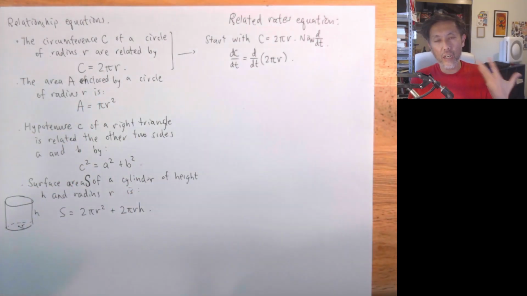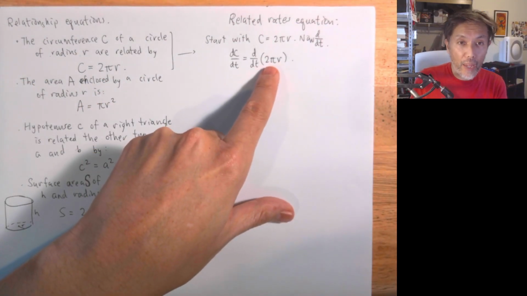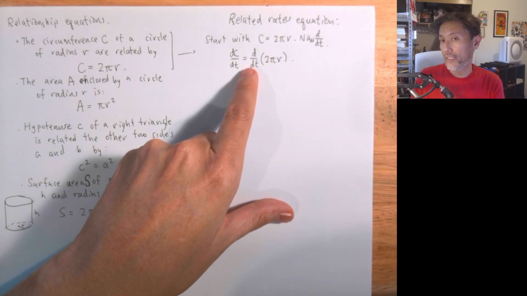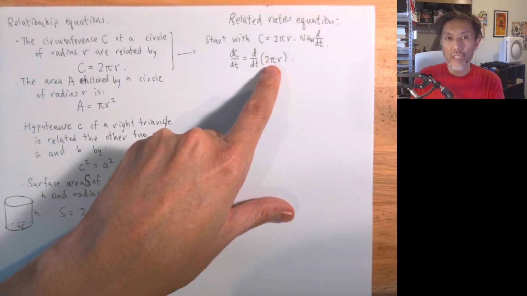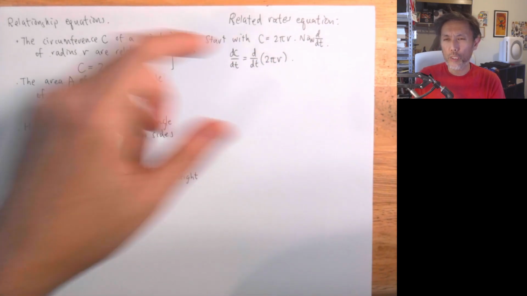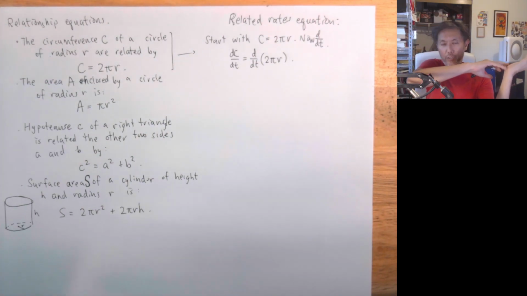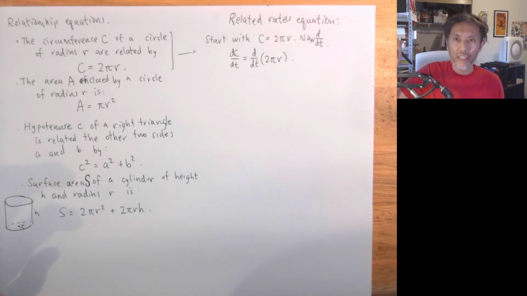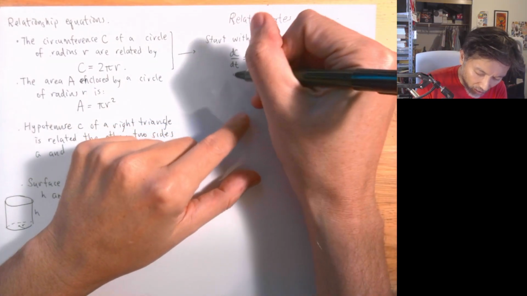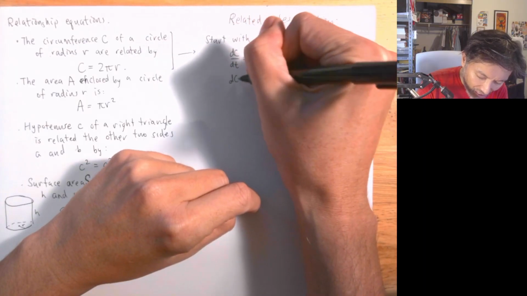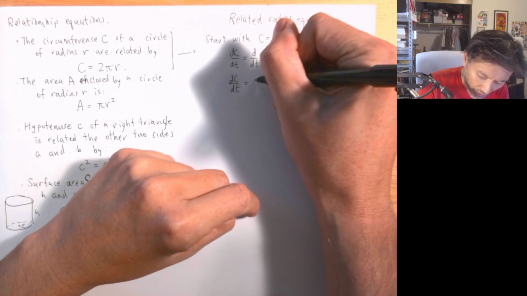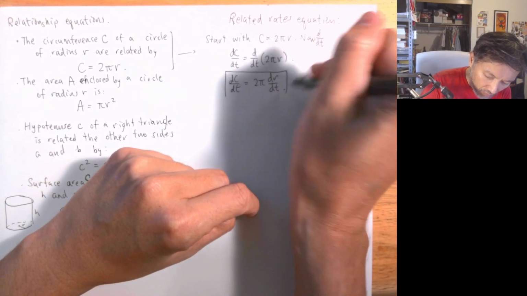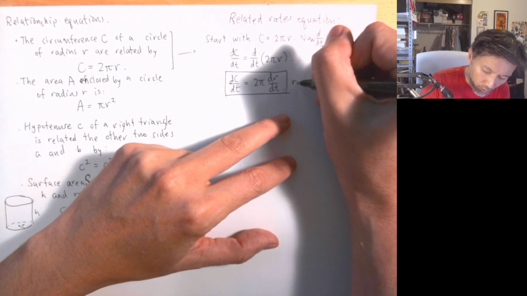Now, what's d/dt of 2 pi r? Well, I can take this 2 pi and export it outside of the derivative. That's by the constant multiple rule, right? We know that constant multiples we can take outside of the derivative, take the derivative of what's left over after we get rid of the constant multiple, and put the constant multiple back in. So in the end, what we get here is dC/dt is equal to 2 pi dr/dt. This is what I would call the related rates equation.